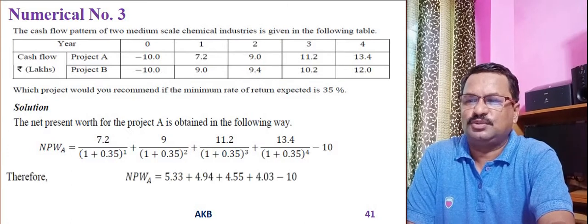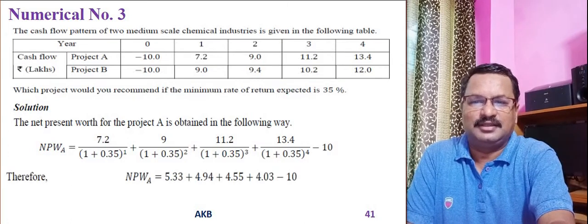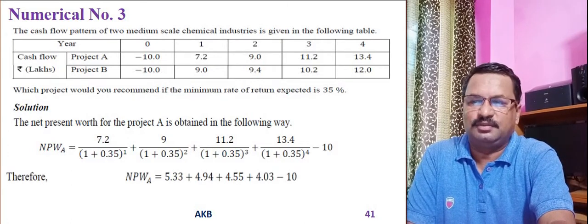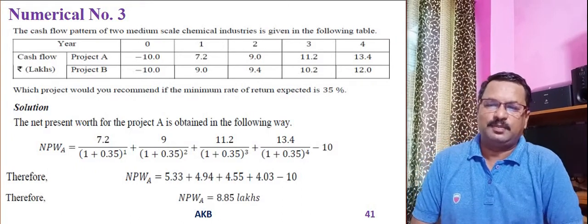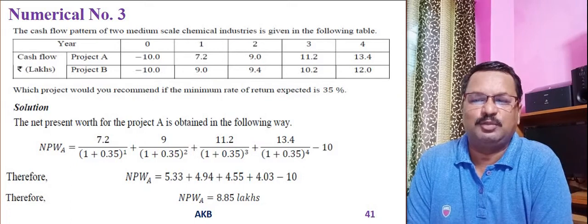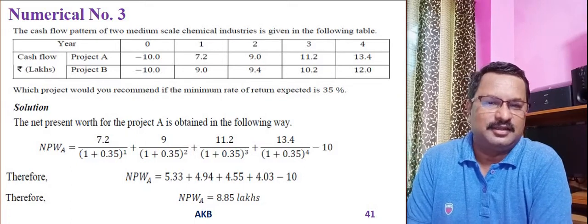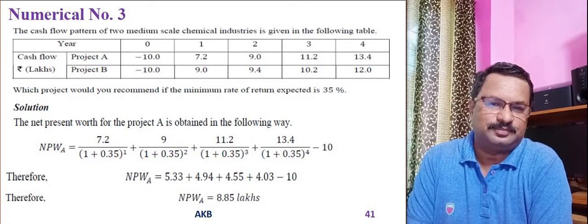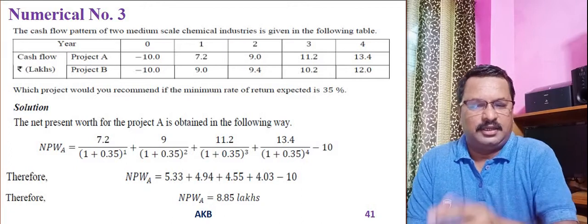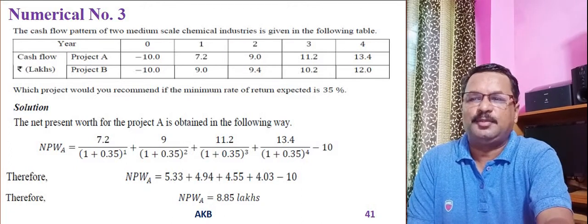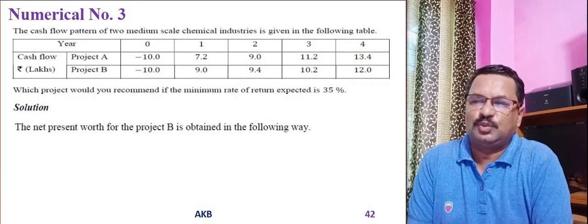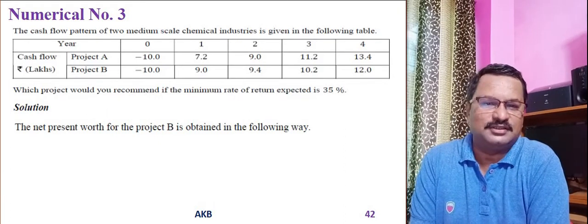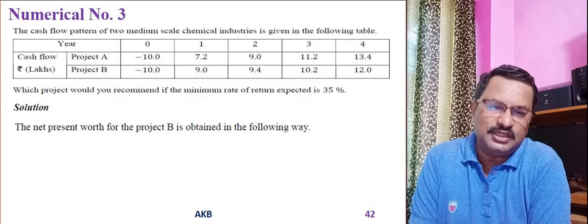So you just have to simplify the equation and get the values. Finally you will get the net present worth for project A as 8.85 lakhs. Okay? In the same way you have to get the net present worth of project B. So for calculating it, you have to consider the cash flows of the project for each year.